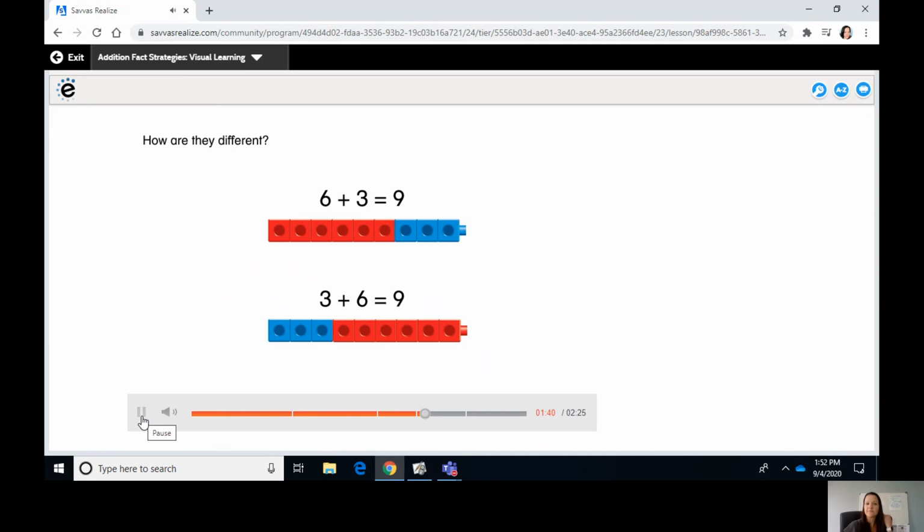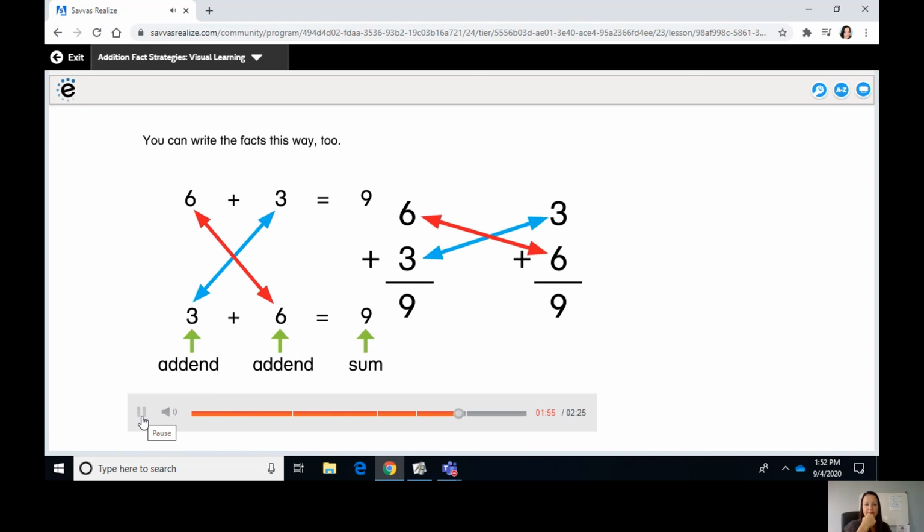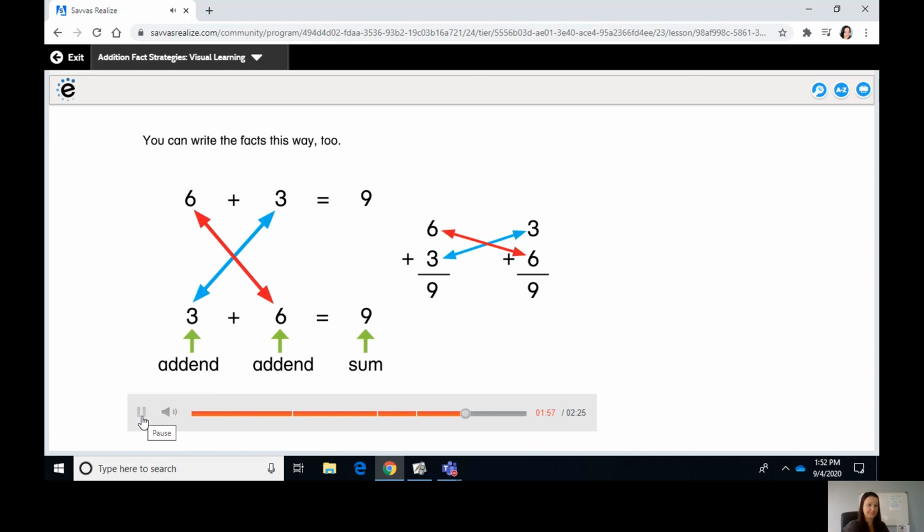How are they different? The order of the addends is different. You can change the order of the addends. The sum is the same. You can write the facts this way too. So we wrote them both vertically, up and down, and horizontally, across. Same thing, friends.